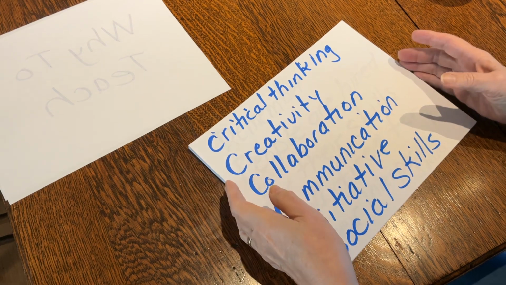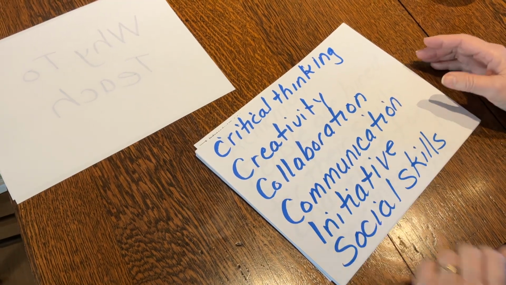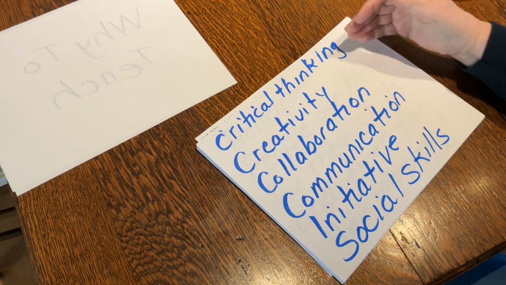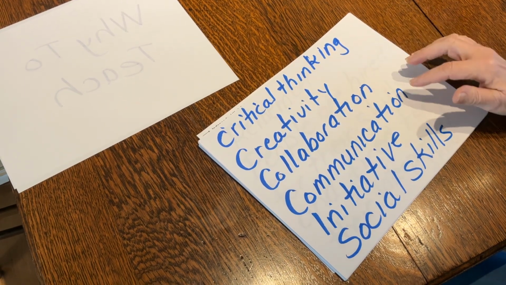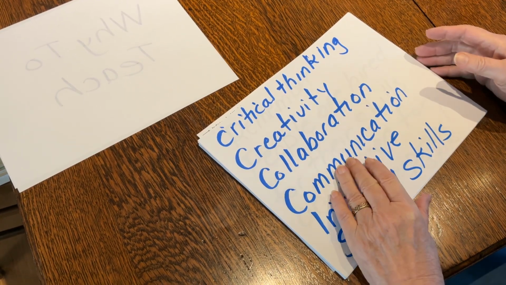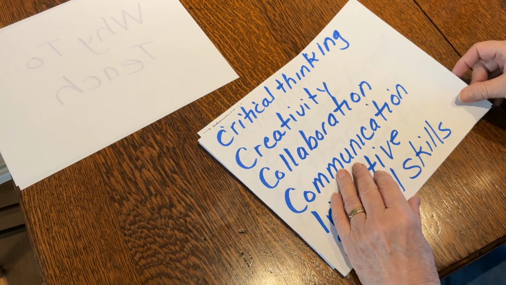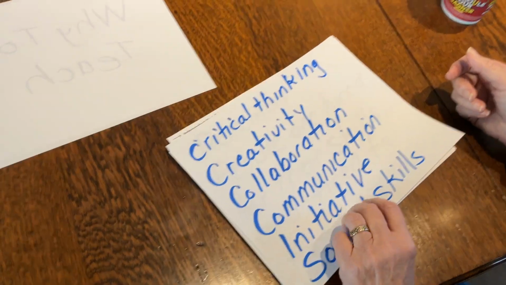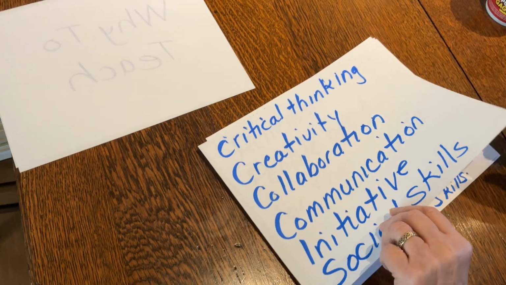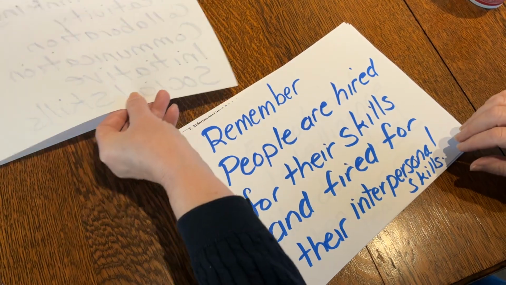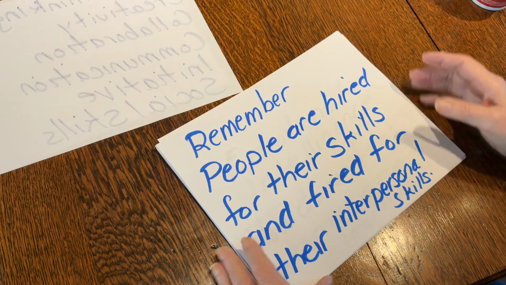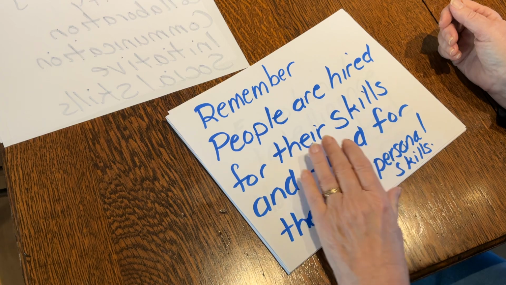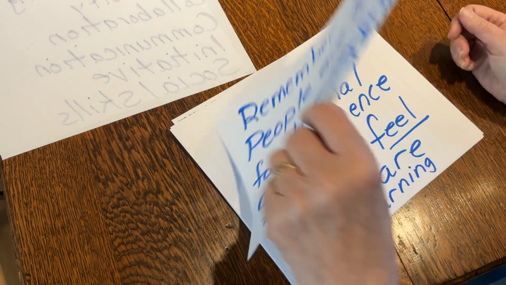If you look at the 21st century skills that have been around since 2015, critical thinking, creativity, collaboration, communication, initiative, and social skills are very much part of the 21st century skills that we want the students to graduate with so they can work in society. And you're probably already recognizing a little bit of the learning skills in there already. Remember, people are hired for their skills and fired for their interpersonal skills. So these are very important to teach to students.